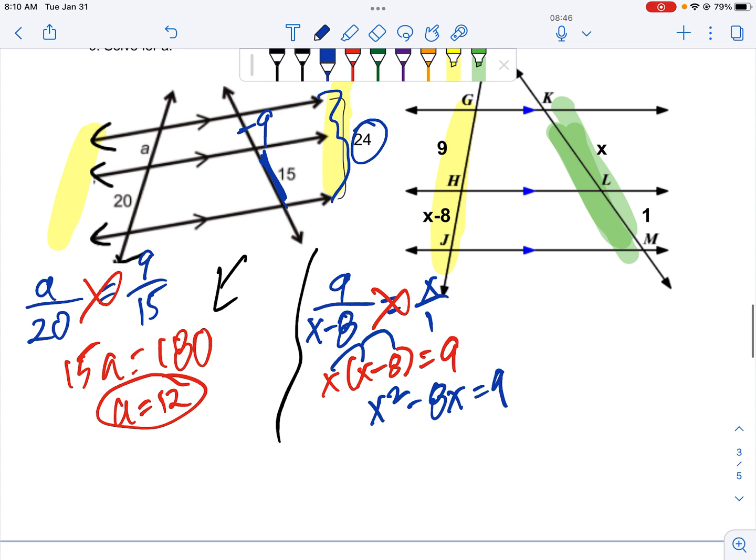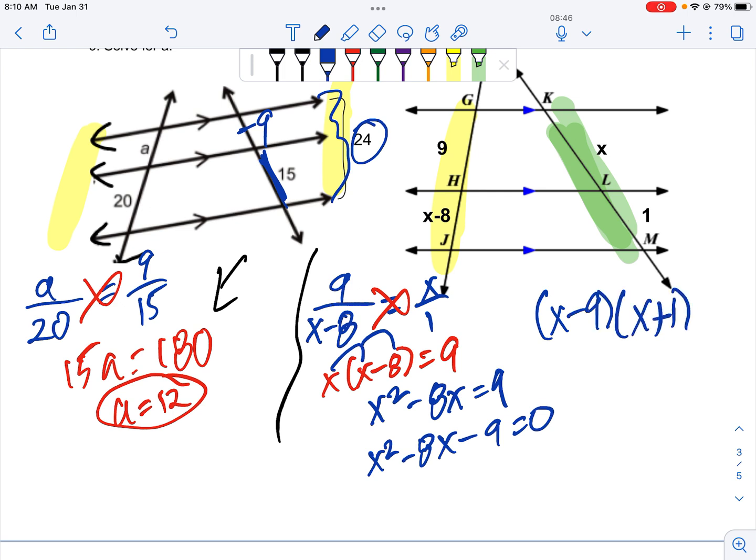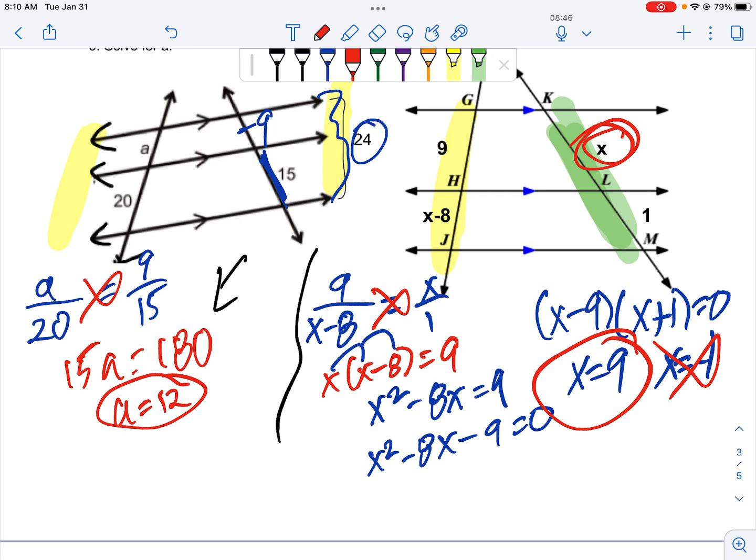I do have to factor this a little bit. x squared minus 8x minus 9 equals 0. So I had two numbers that multiply to negative 9 and add to negative 8. I get x minus 9, x plus 1 equals 0. So x equals 9 and x equals negative 1. The question always comes up, how do I know which one works? Well, if I plug in negative 1 here, I cannot have a negative side length, so I can toss that one out. So x has to be 9. All right, I'm going to pause there, pick it up on the next one.